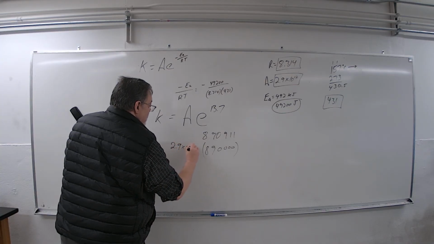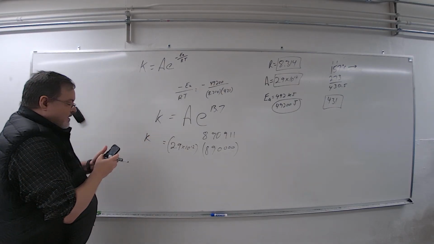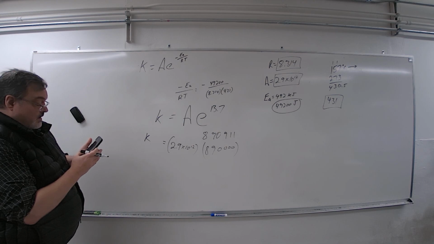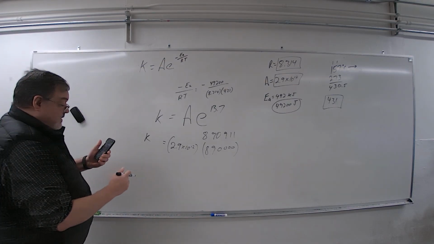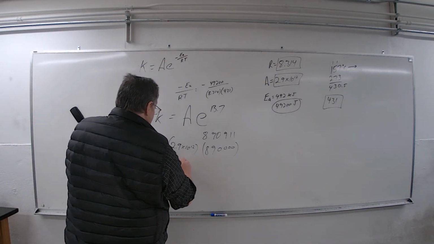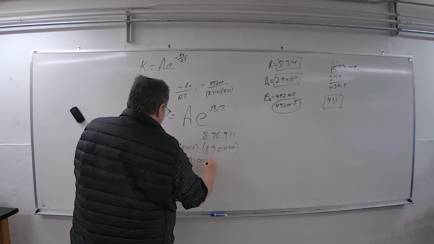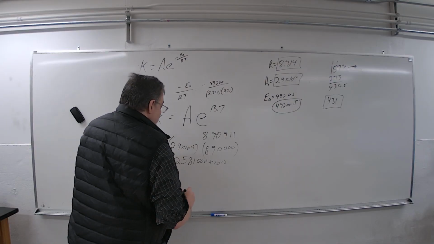89000. So that equals K. 89000. 2. Did you get something like that? No. Because I can tell it's wrong.